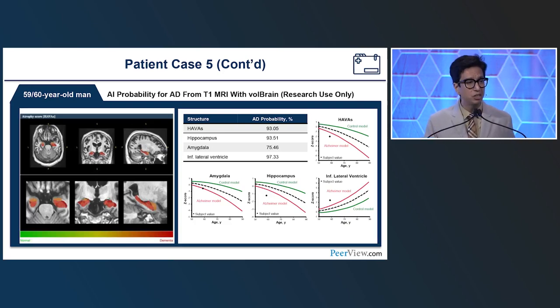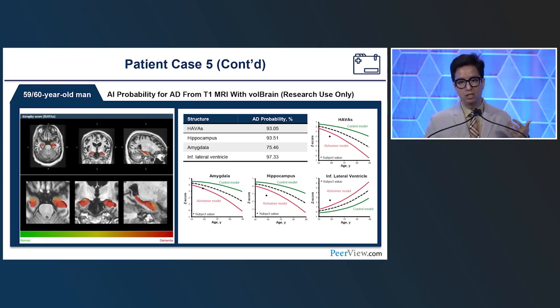But we actually have research software, so this is not a clinical product, but research software, where you can start to estimate Alzheimer's probability in terms of isolating specific regions that we know are vulnerable to Alzheimer's disease, comparing them to publicly available research data.